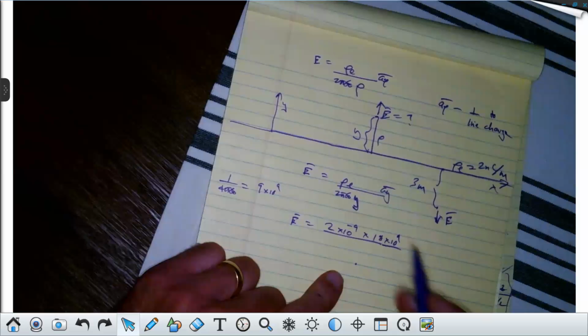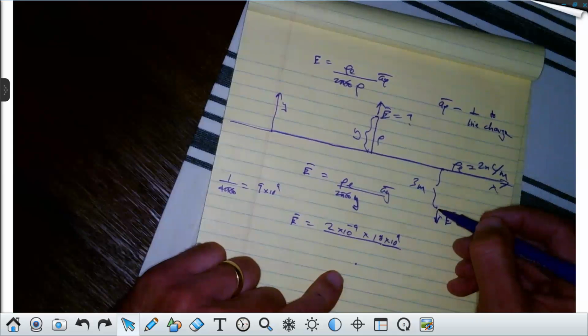Now I have to divide by y. What was y here in magnitude, class? I hope you can see it.